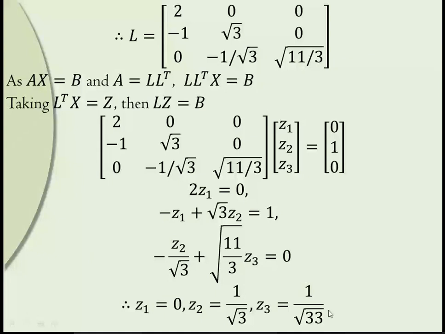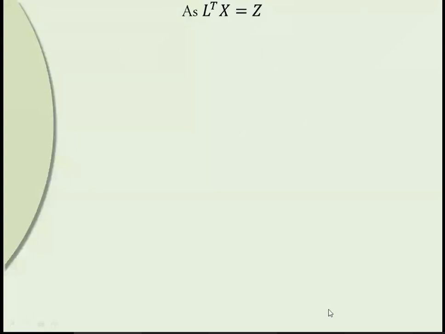So that gives us the new equation, L transpose into X equal to Z. Take the transpose of the L matrix. Take X as x1, x2, x3, and take Z as Z1, Z2, Z3, the values of Z which we got just now. And then again take the product of those two matrices, and by doing the back substitution, we can easily get x1, x2, and x3. So take the values from that matrix.